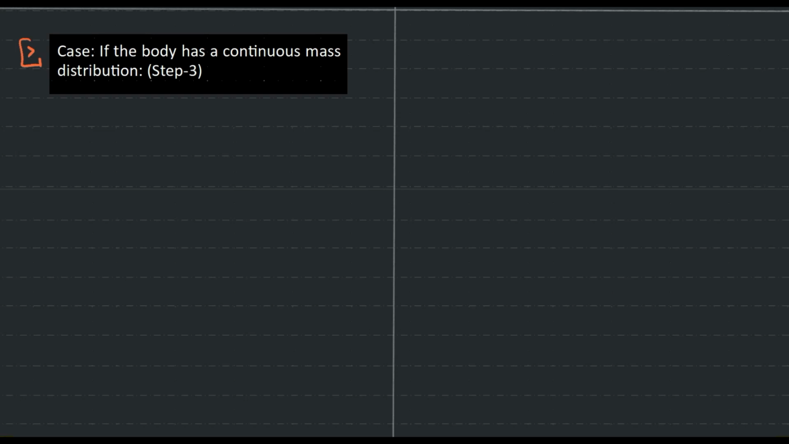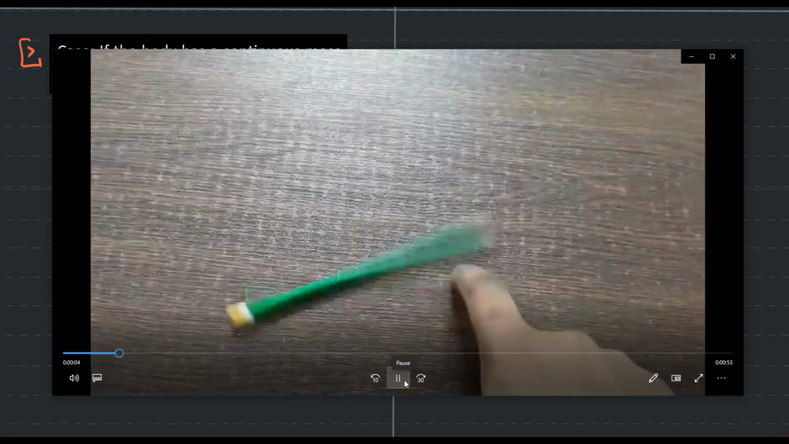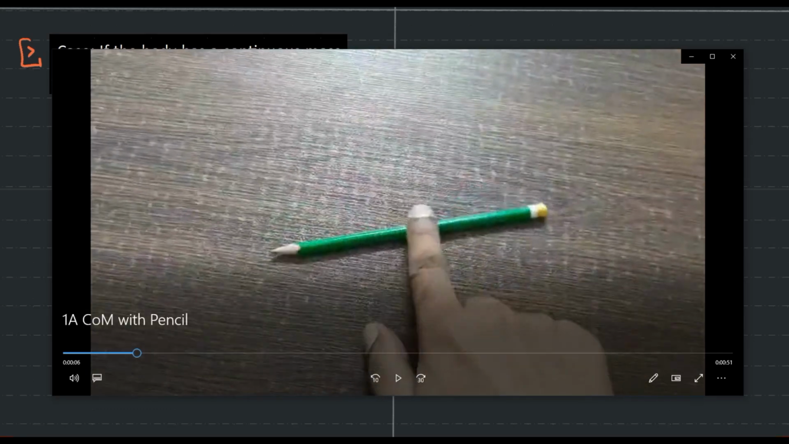Now we will look into an object which has continuous mass distribution. For example, the pencil, right? So pencil is a case of continuous mass distribution. Okay. So if we have to figure out the center of mass for this, we need to use what?